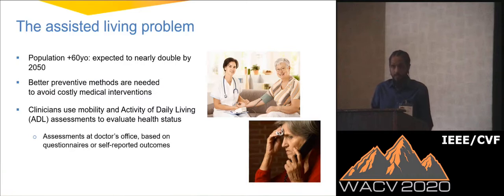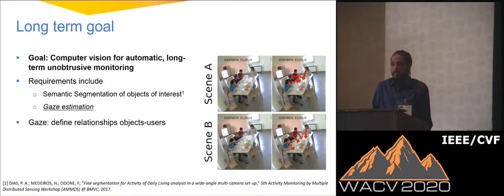The population above 60 years old is increasing at a very high pace, so there is a large need for methods that prevent costly interventions. But clinicians nowadays rely on assessments of mobility and activities of daily living that are at the doctor's office, very sporadic, and rely on questionnaires. So our goal is to use computer vision for automatic long-term monitoring. If you break down the requirements, you need not only semantic segmentation, but also gaze estimation.